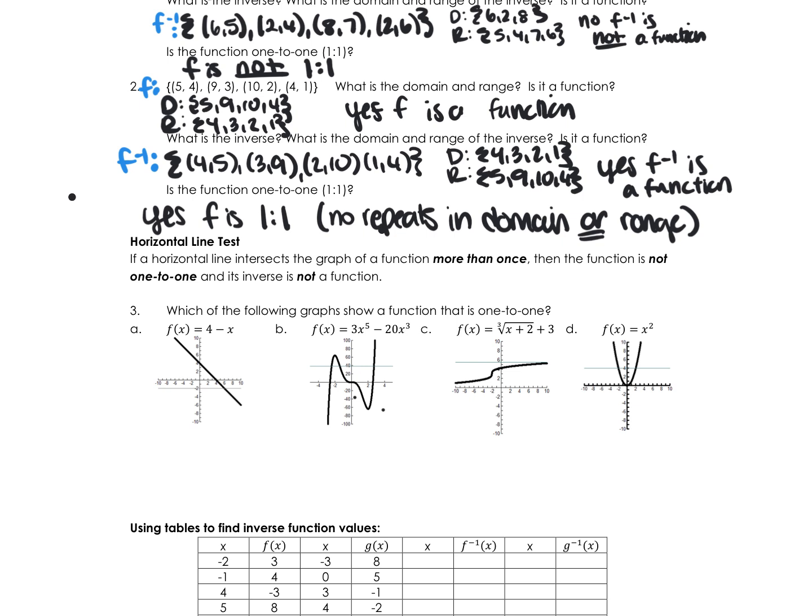So that's all that one-to-one means, is both the function and its inverse are functions. So you don't have repeats in the domain or the range, because if you flip them, the range is the domain of the inverse, and that's how you would know if the inverse is a function. Any questions about that?